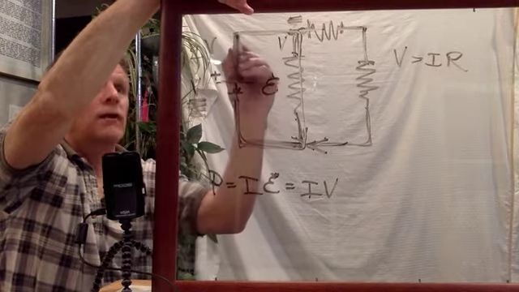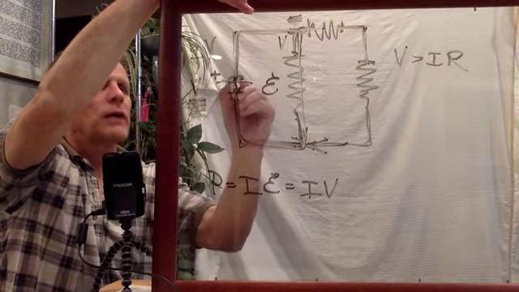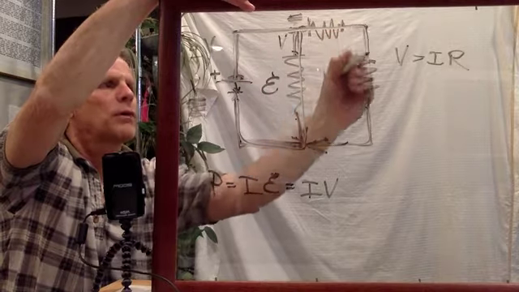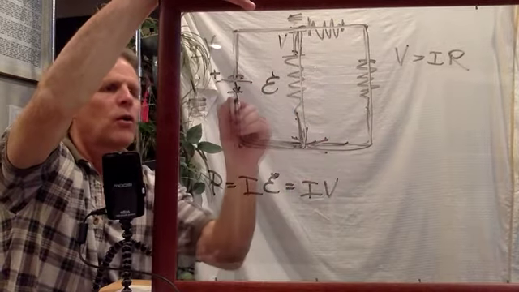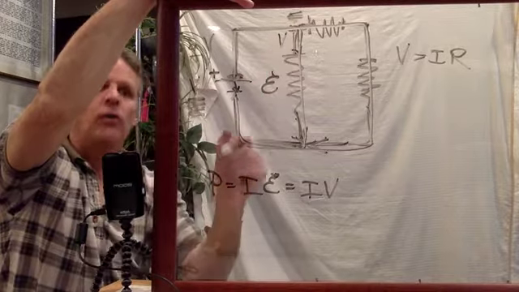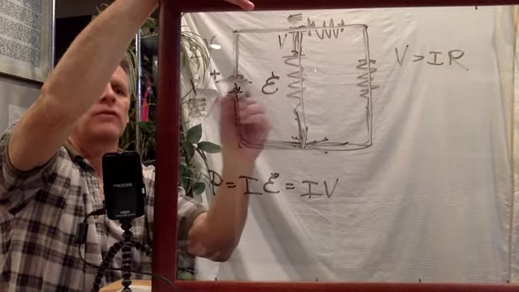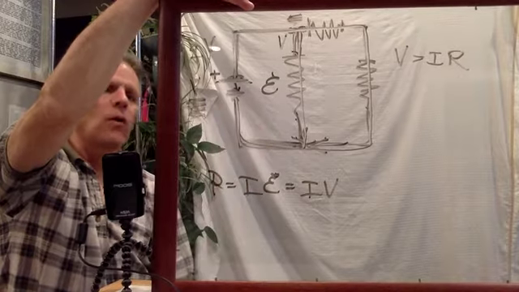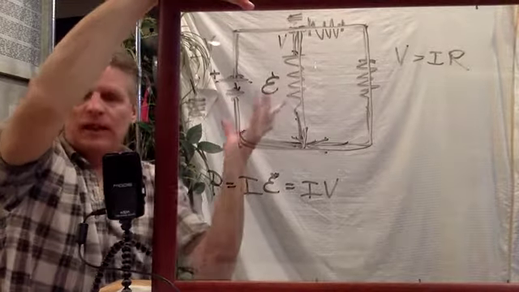Oh, and if I start here and I go out here and go all the way through here, all the way through here, all the way back to here, all the way back to here, that potential difference must also equal the potential difference that I have here. So that's it.